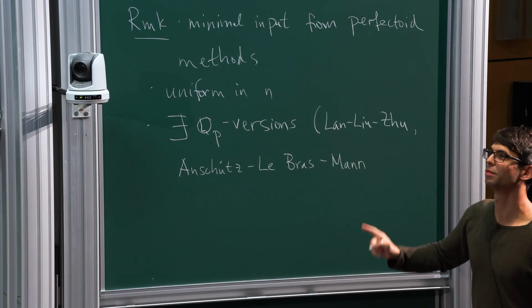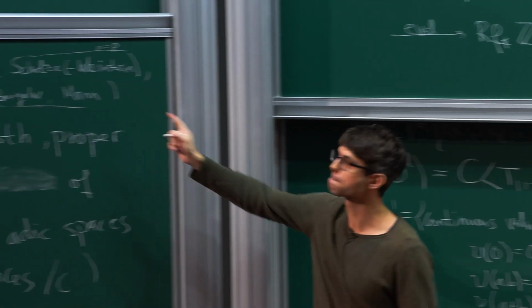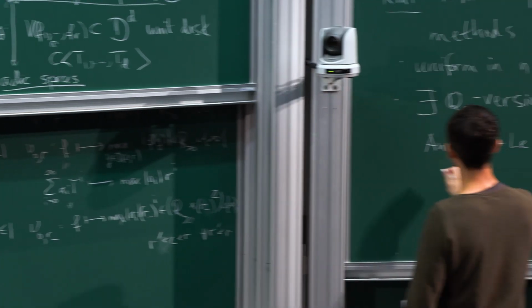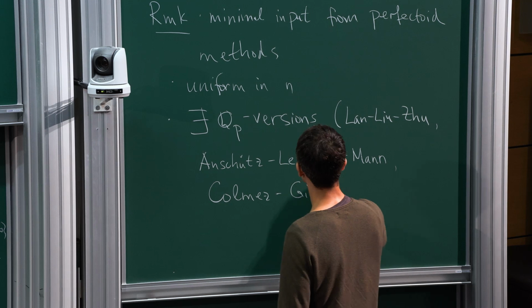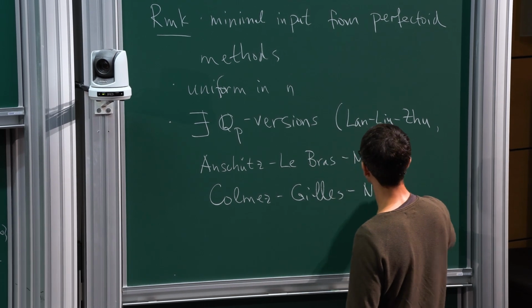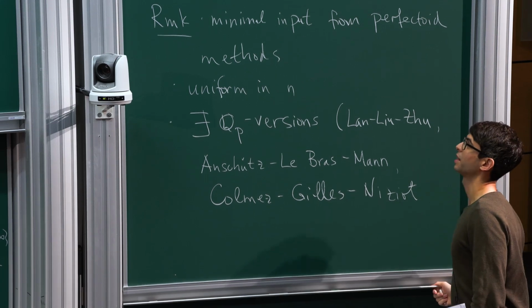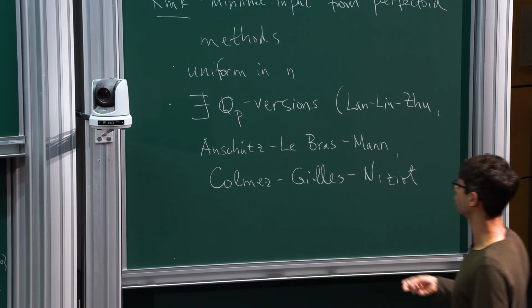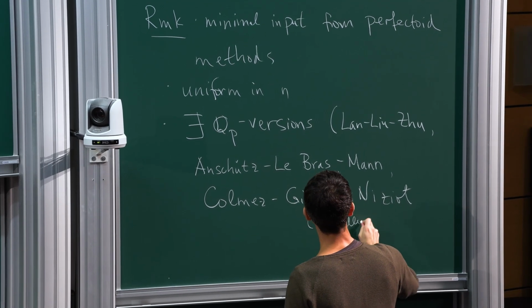They essentially generalize this approach of Mann using six-functor formalisms, and then also independently by Colmez, Gilles, and Nizioł. And they're even able to get some stronger statements for partially proper morphisms.